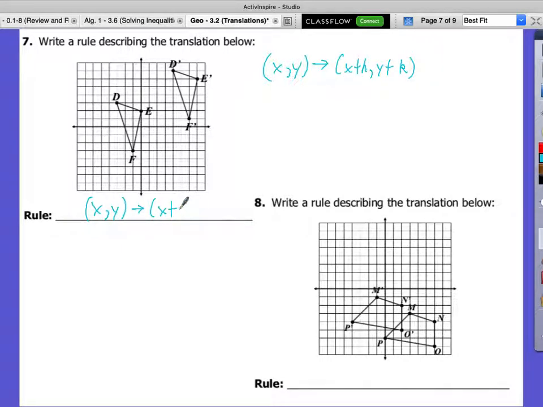Okay, you can draw it on your paper. It's on your paper as well. So how far to the right are these points moving? Just horizontally, okay? Sam, what do you have? 7, x plus 7, okay?